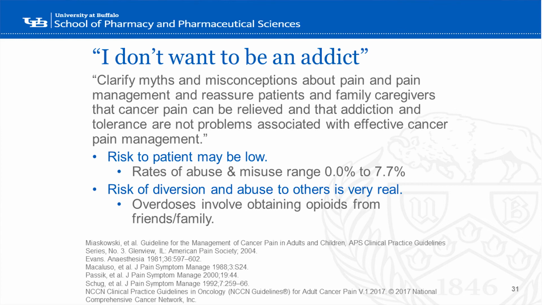And it shows that the rates of abuse and misuse in cancer patients range from, in some studies, 0 to up to 7.7%. However, the risk of diversion and abuse to others surrounding the patient is very real, especially in this opioid crisis that we're in, where overdoses involving opioids obtained from friends and family are what's occurring.